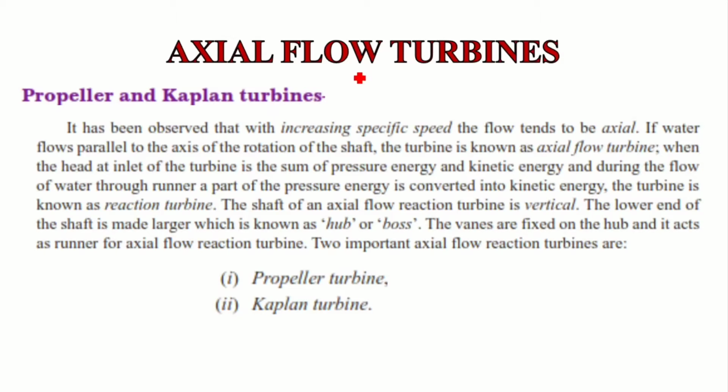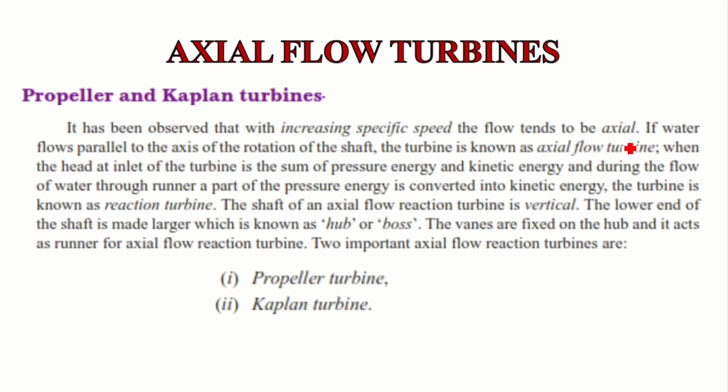Hydraulic turbine. In this class, we are discussing axial flow turbines. Axial flow turbines are turbines in which the flow is parallel to the axis of the turbine. Normally, axial flow turbines are classified into two: propeller and Kaplan turbines. It has been observed that with increasing specific speed, the flow tends to be axial. So the flow is axial, and the head required for axial flow turbines is very less.